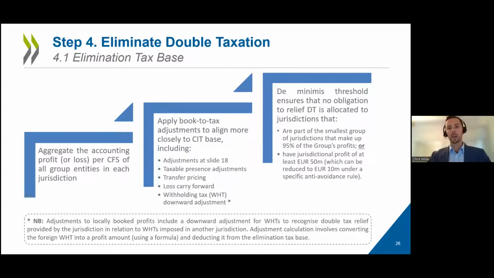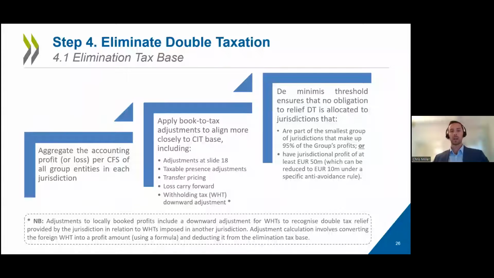So here, working through the steps from left to right, on the left-hand side, consistent with Pillar 2, we identify all entities, group entities located within a given jurisdiction. And for all such entities in the jurisdiction, we aggregate the accounting profit as per consolidated financial statements. And that's our starting point in terms of a jurisdictional profit per jurisdiction.